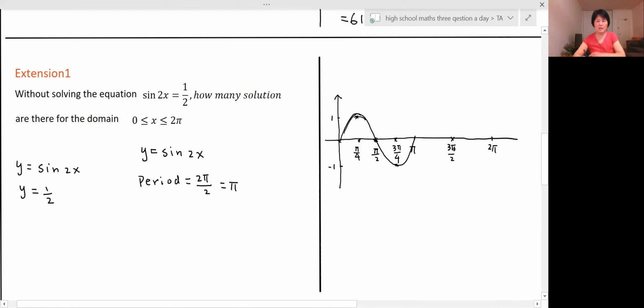Okay, 180 plus 270 divided by 2. The next point is 5 pi on 4, and the next one is 7 pi on 4. Okay, the next one is 0, so 1, and another point here.